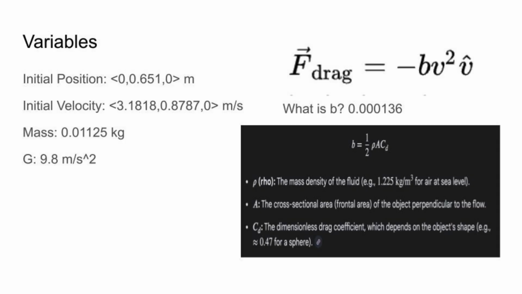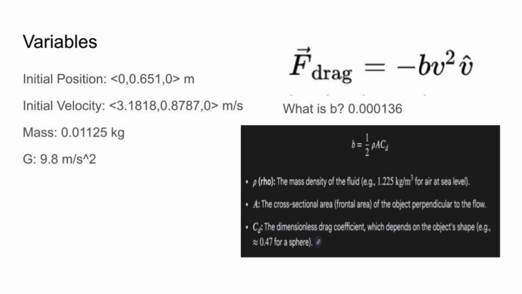For the force of drag, we needed to find the B coefficient. But what exactly is B? We found that B was 0.000136, and it's derived from the cross-sectional area of the ball, the mass density of the air, and also the drag coefficient based on the object's shape.